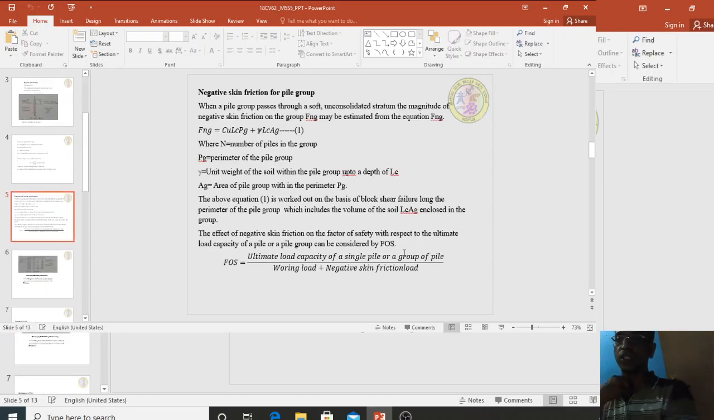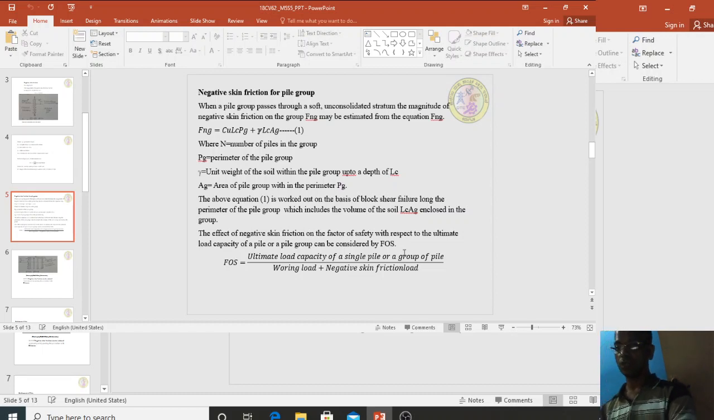Negative skin friction for a pile group. If a set of piles are there under one pile cap, then how do we calculate negative skin friction? When a pile group passes through a soft unconsolidated stratum, the magnitude of negative skin friction on the group, Fng, may be estimated from the equation.